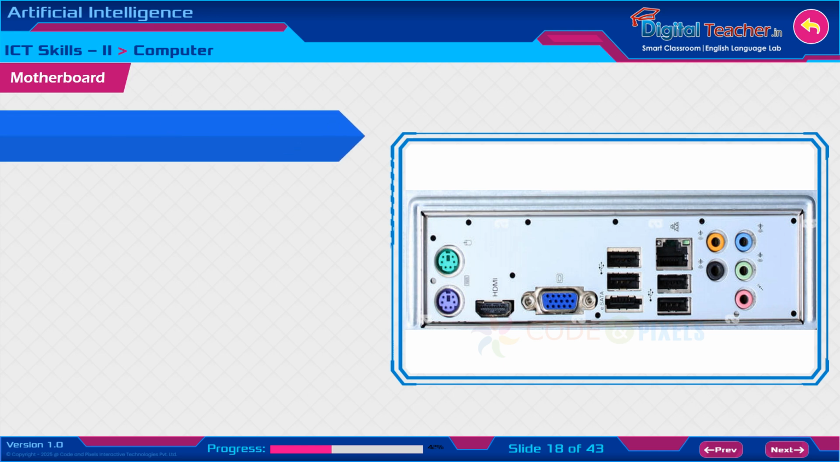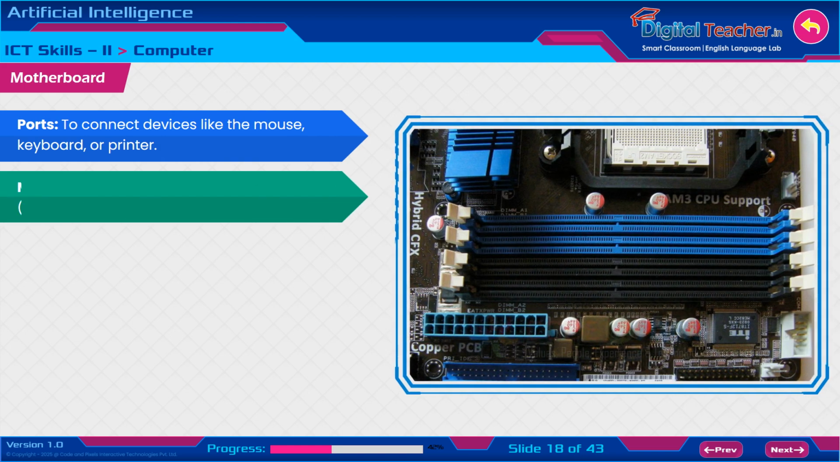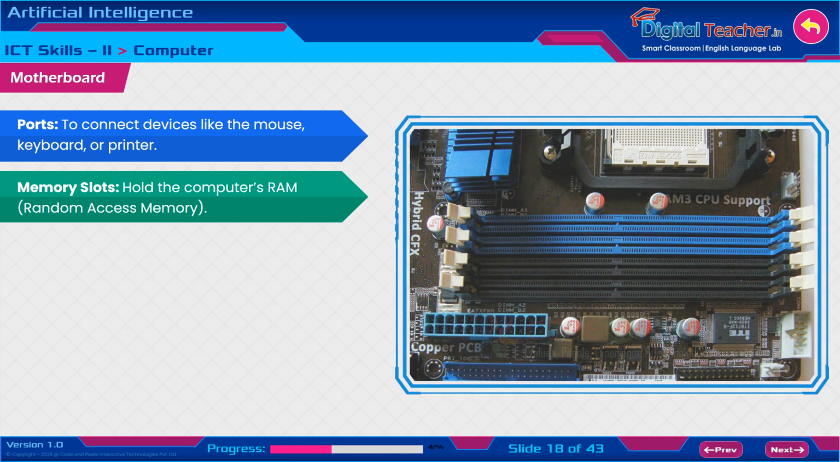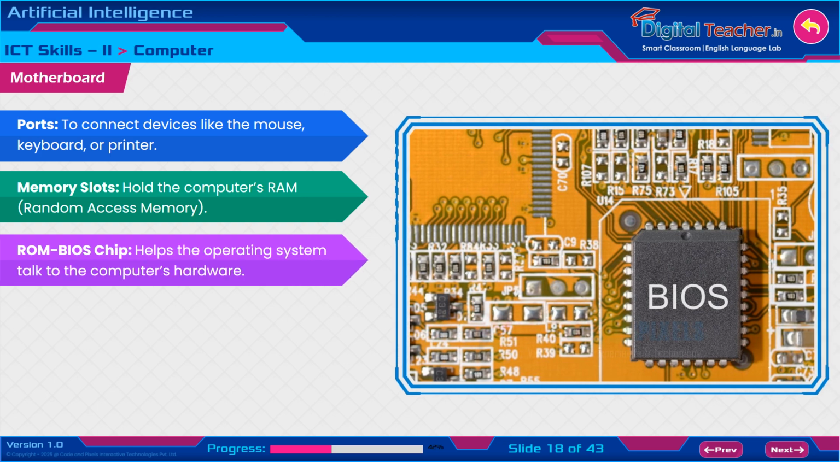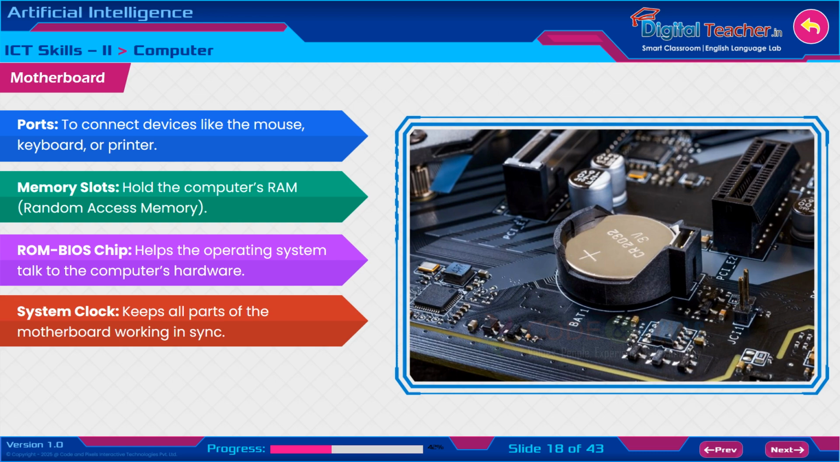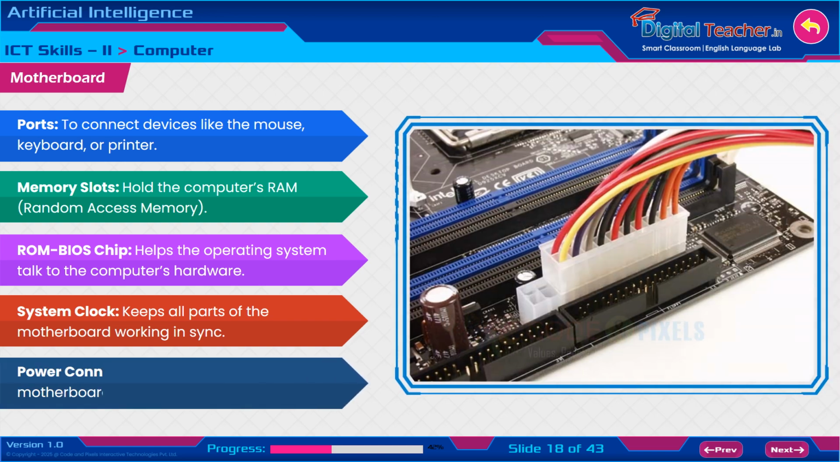It contains ports to connect devices like the mouse, keyboard, or printer. Memory slots hold the computer's RAM. ROM BIOS chip helps the operating system talk to the computer's hardware. System clock keeps all parts of the motherboard working in synchronization. Power connector supplies power to the motherboard and all connected parts.